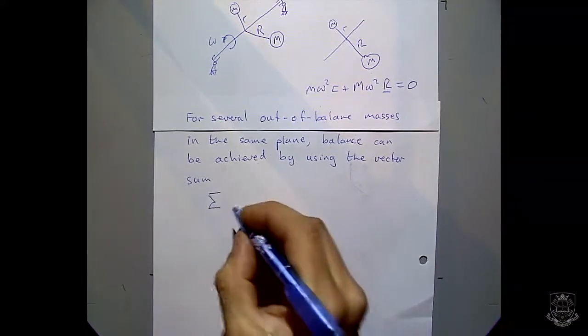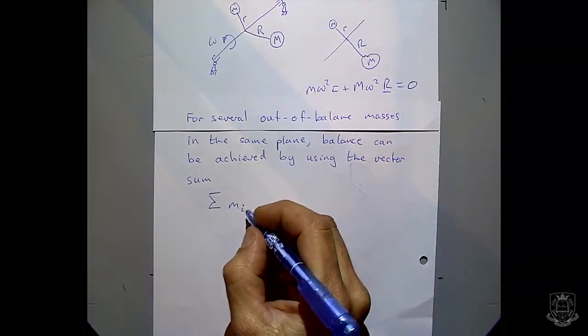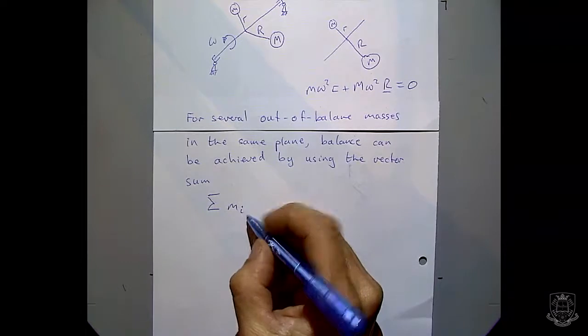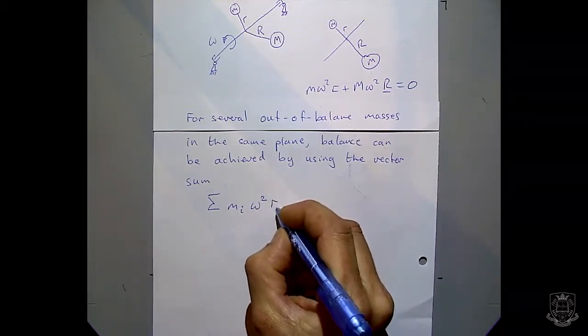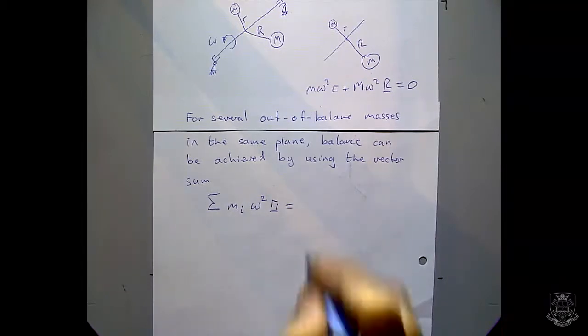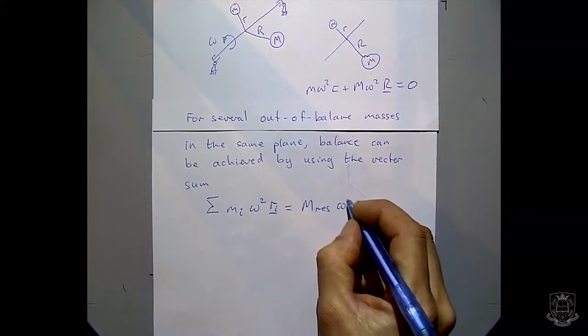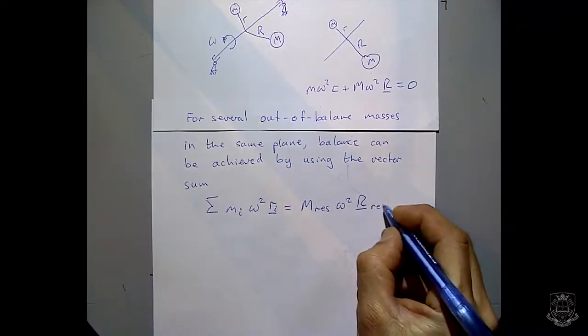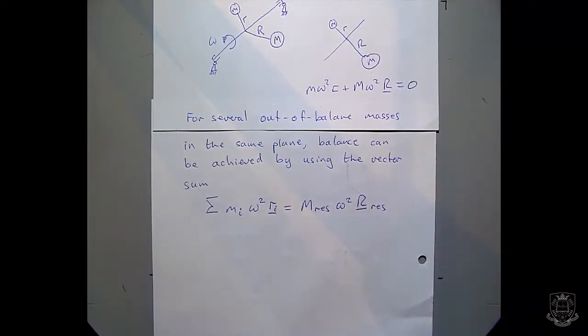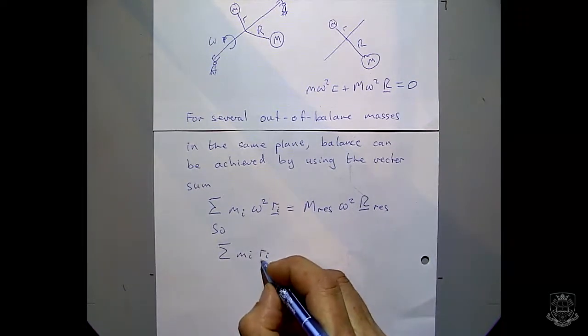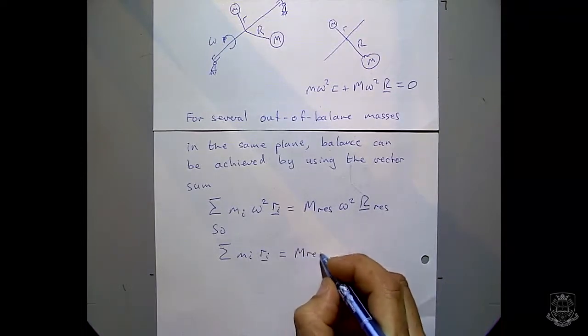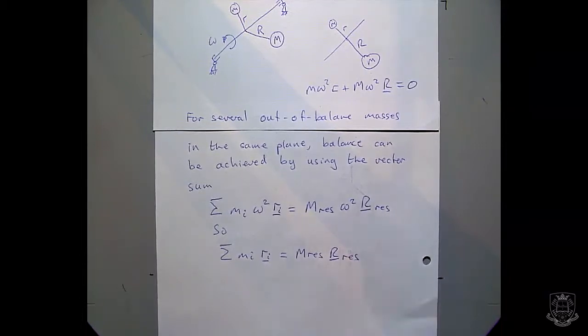So we sum up. The ith, so this is i without an underline, this is the index i. So the ith mass times omega squared times the ith r vector equals a residual mass times omega squared times a residual vector, capital R. Omega is a constant, isn't it? So we can divide that out from both sides, because this is the case for constant shaft rotational speed. So actually the sum of the ith mass times the ith vector is equal to some residual mass times a residual vector.